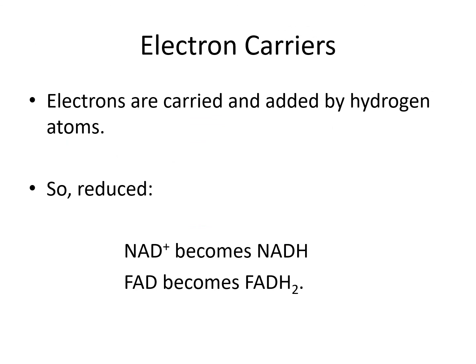Now, these electrons are carried by adding hydrogen atoms. So that's the way the electrons are carried. That's why NAD plus becomes NADH. Since it gained an electron, it loses the positive charge. FAD takes on two hydrogen atoms, so it becomes FADH2. And we're going to talk more about these in the next lecture.